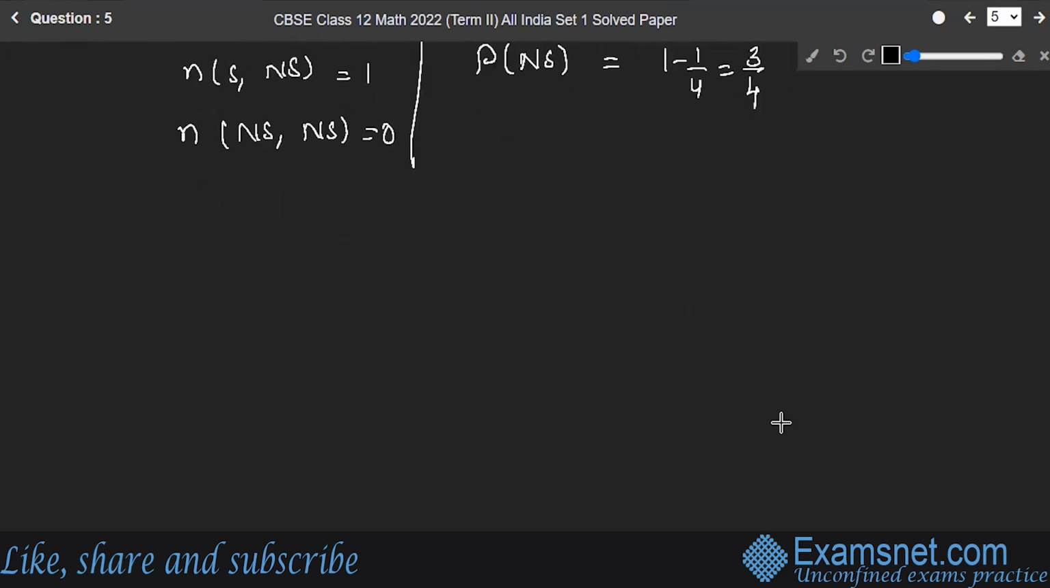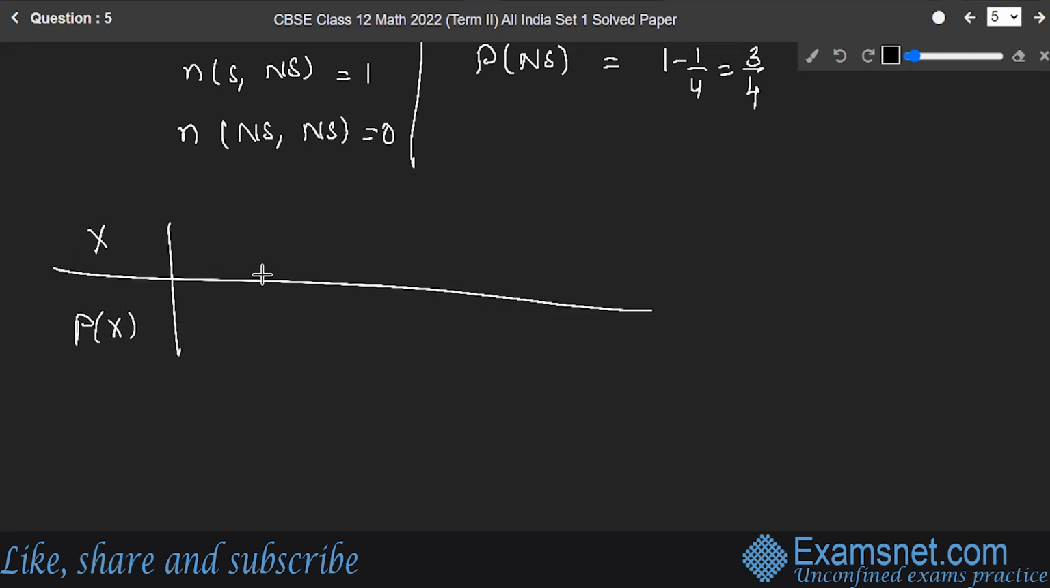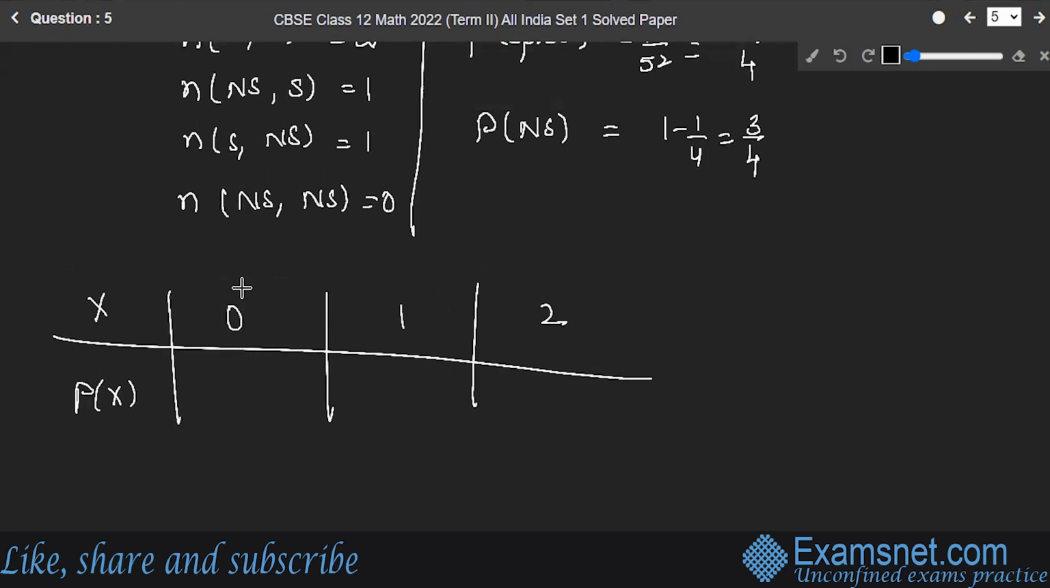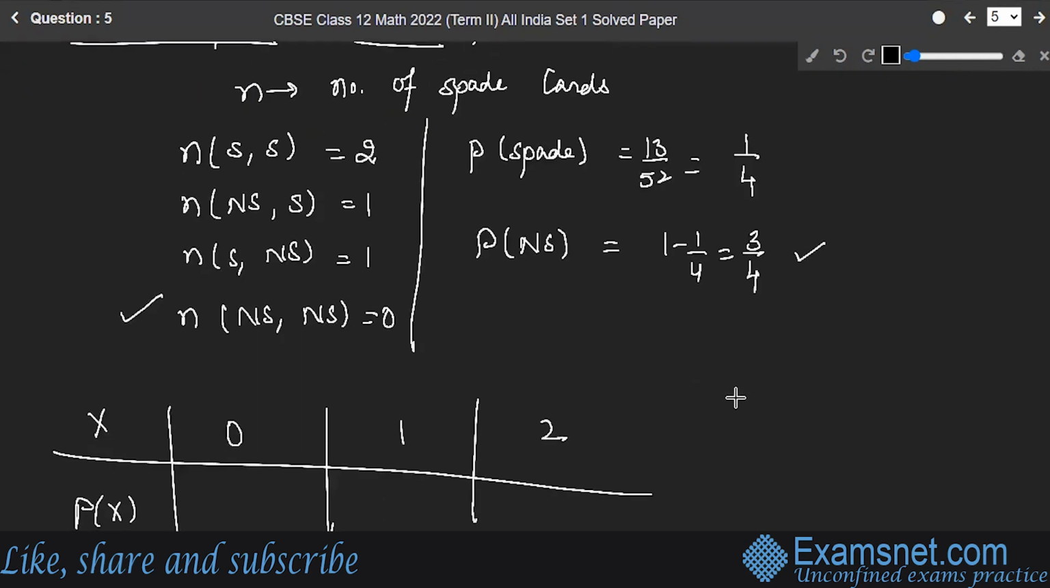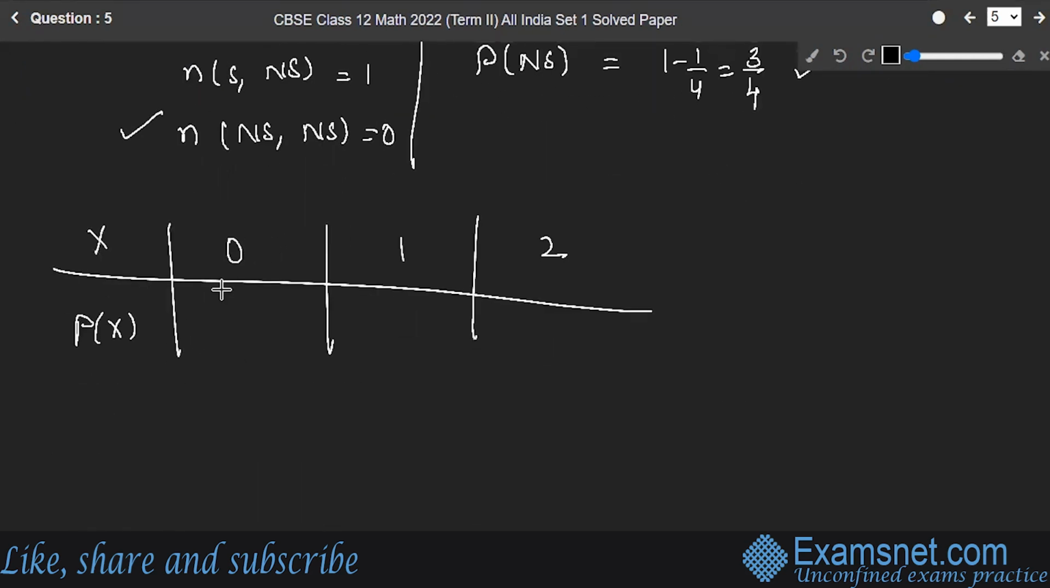Now let's make the probability distribution table. Here you have X and P(X). So the probability that no spade card is there, 1 spade card is there, or 2 spade cards are there. The probability of having 0 spade cards, this is the one having 0 spade cards. This will be given by 3 by 4 for the first one. It's calculated here only. So this will be 3 by 4 for the first case and 3 by 4 for the second case. That is a total of 9 by 16.